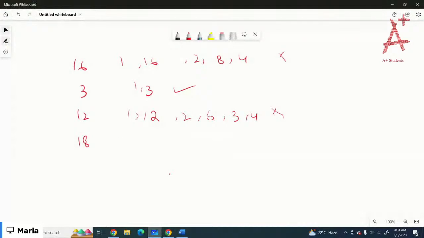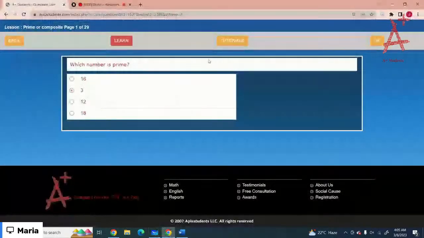Now the same is the case for 18. 1 times 18. 2 times 9 is 18. 3 times 6 is 18. So 18 has more than two factors. 18 isn't a prime number. So here the only prime number is 3. Got it? If you already know the answers, you can just write down the answer in the chat box. So 3 is the prime number.